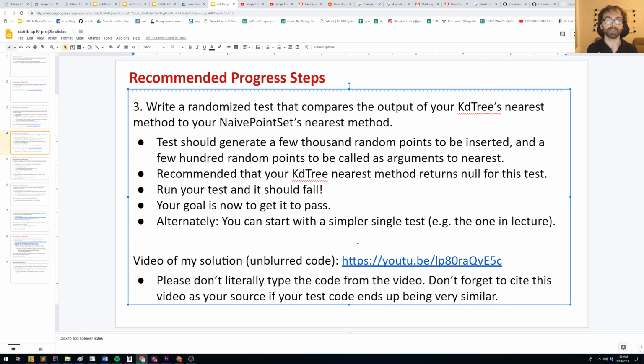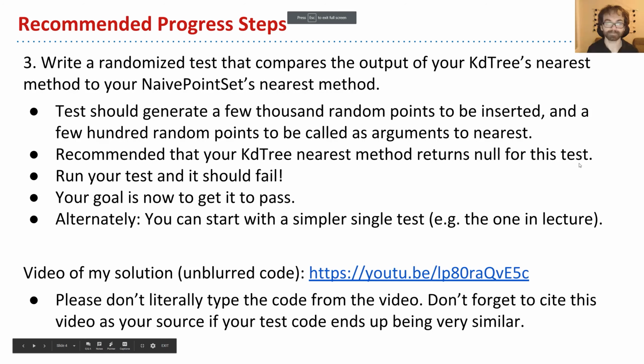So what else do I want to say about this? In this video, I should note that I didn't do it in this order. I actually wrote a simple test, then I wrote nearest, and then I wrote a randomized test. But even though that's what I did, in retrospect, I would have preferred to have written a randomized test first. So that's what I'm recommending you do, but you could do whatever you'd like.